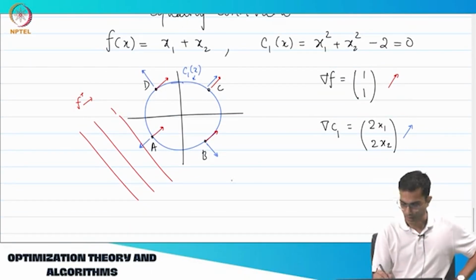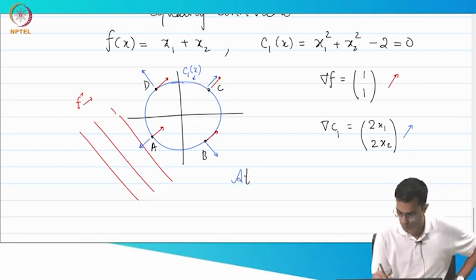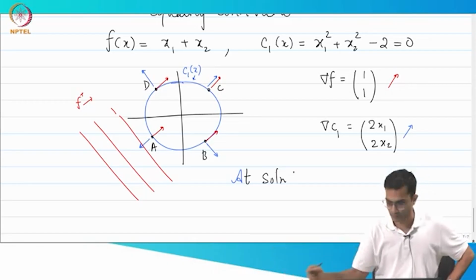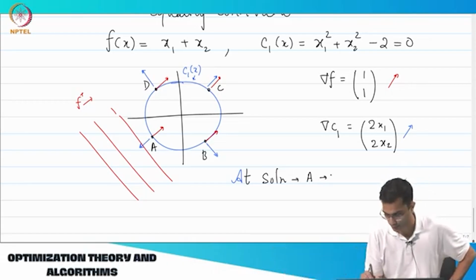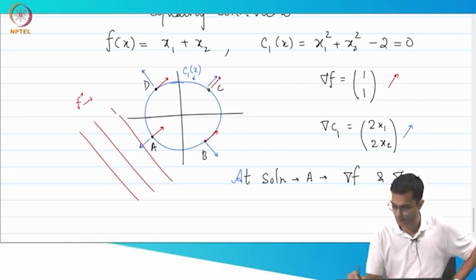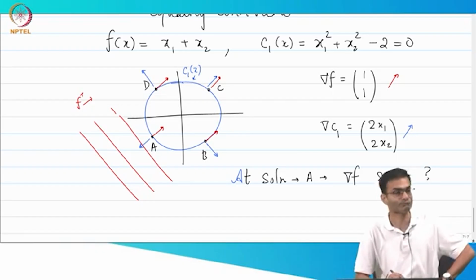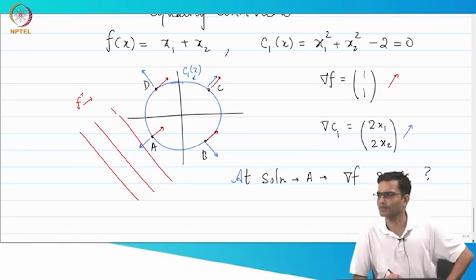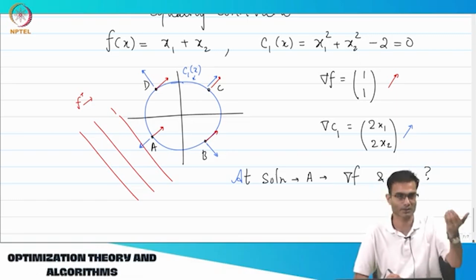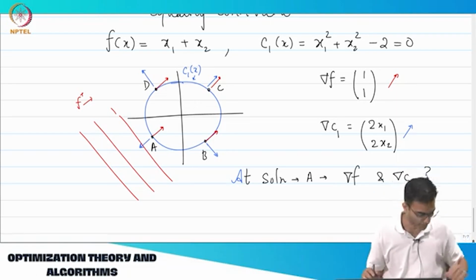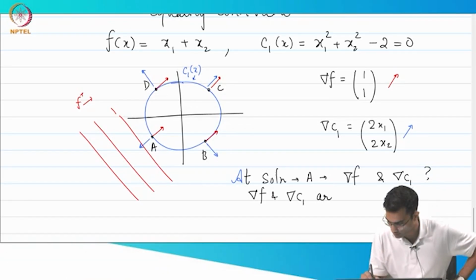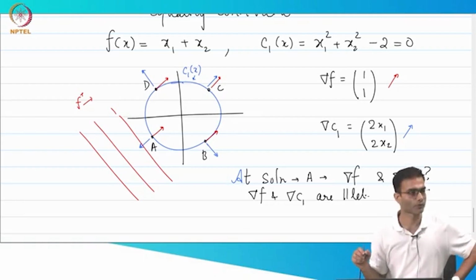So, at the solution, we know that the solution is out of A, B, C, D, which is the solution point? A, right. At the solution, which is point A, is there any relation between grad f and grad C1? They are opposite to each other. In general, what can you say? They are parallel to each other, right? Whether it's pointing in the same way or with a minus sign, they are parallel to each other. So, grad f and grad C1 are parallel, okay.